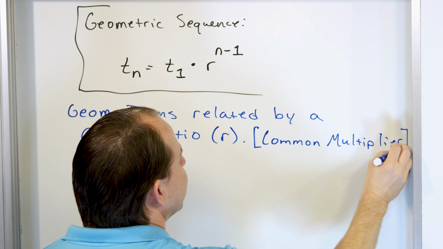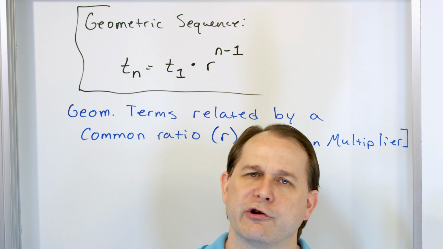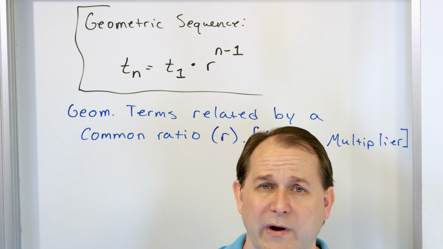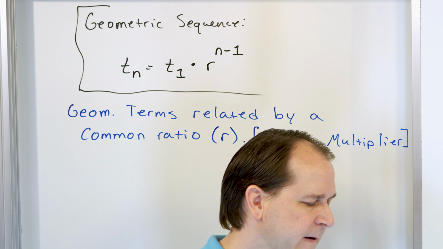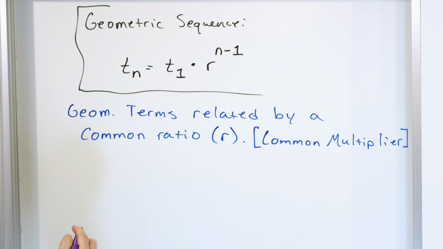I don't know why, but for me, it's just easier to think of things being multiplied to get the future terms rather than some division, which is what a ratio is. A ratio is division. All right, so let's understand this by taking a look at a very simple geometric series.